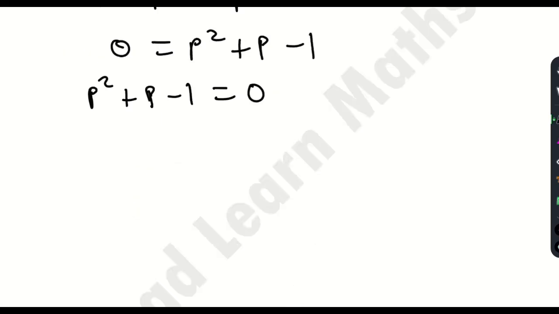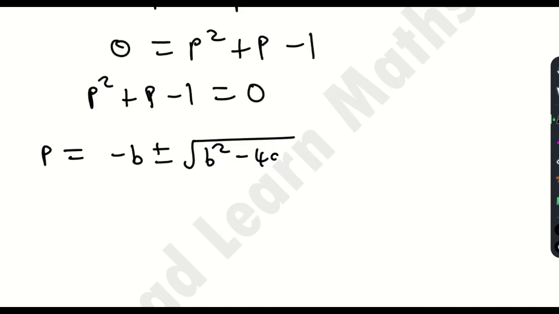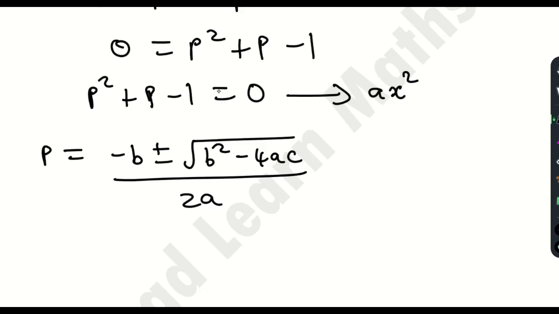So I cannot use the factorization method. I'm going to use the formula method. It's given by p is equal to minus b plus or minus the square root of b squared minus 4ac all over 2a. Now we can compare this to ax squared plus bx plus c is equal to 0, which is the general form of a quadratic equation.